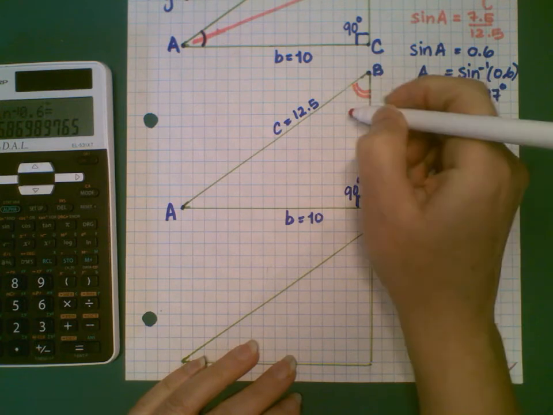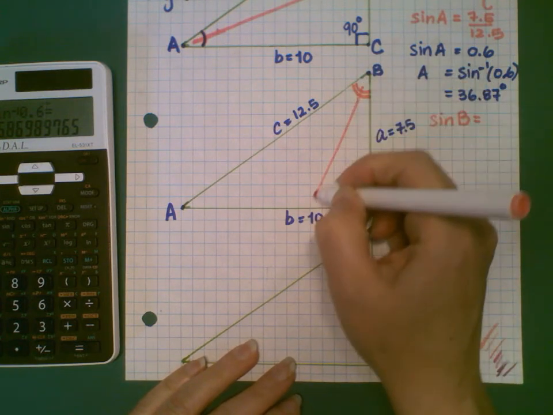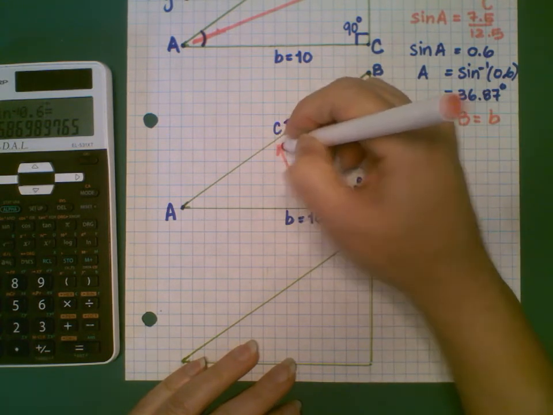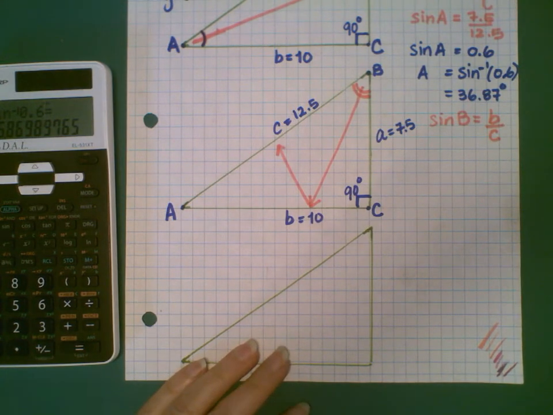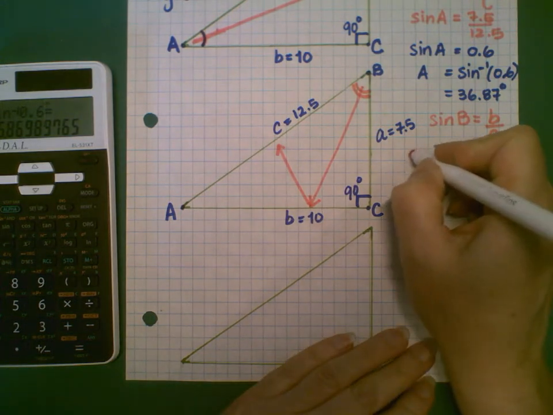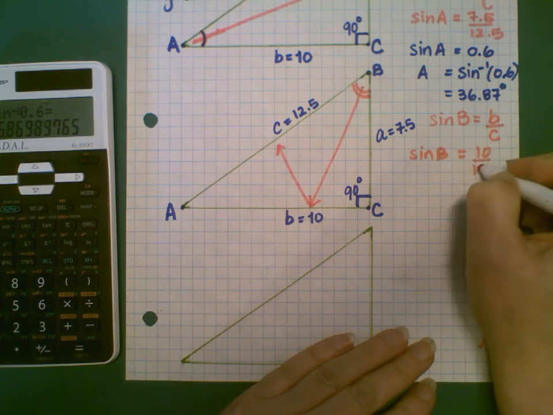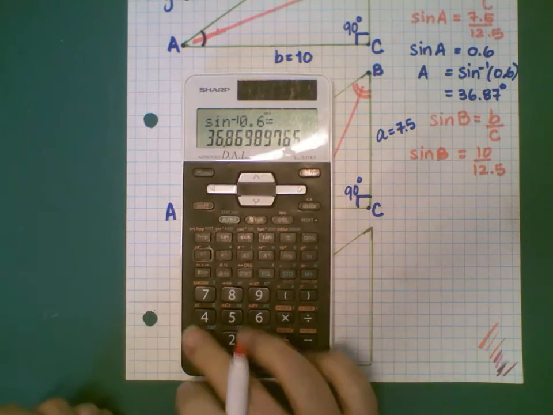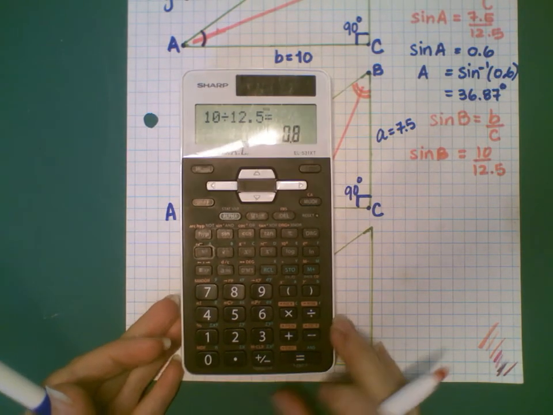This time, if I look straight out from that reference angle, it's going to take me across to B. And C on the bottom. So sine B is 10 over 12.5. Again, that's a decimal. 0.8.